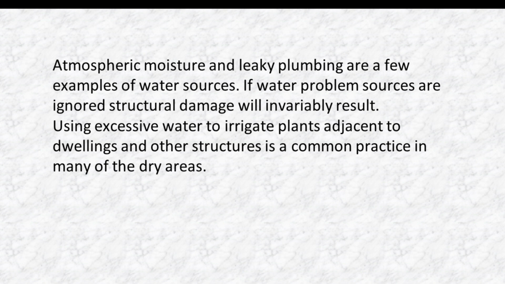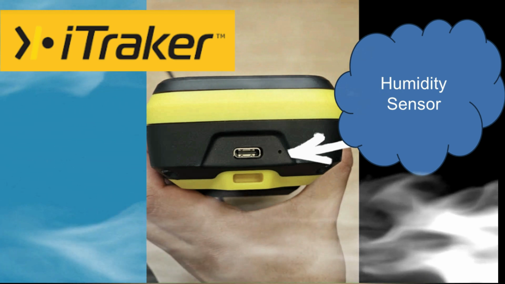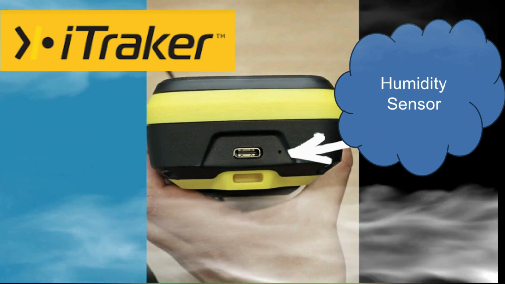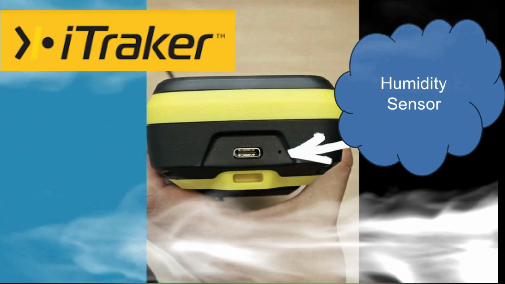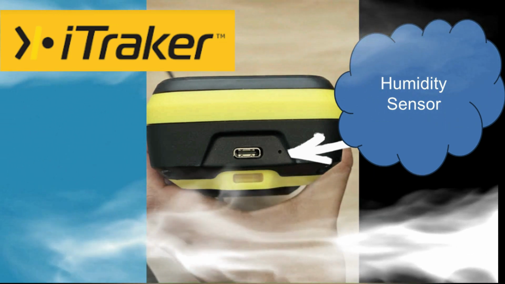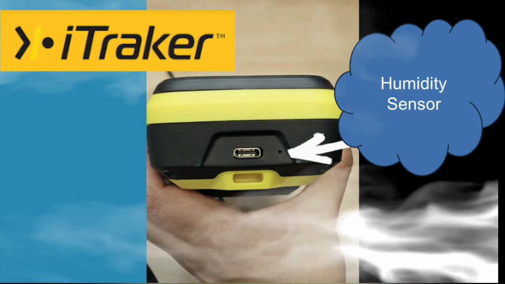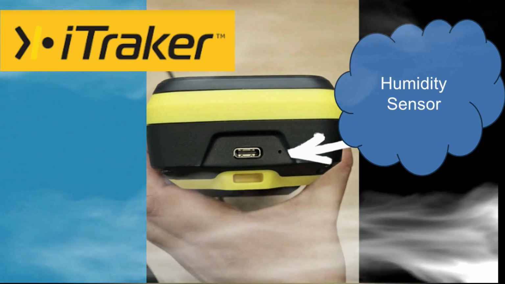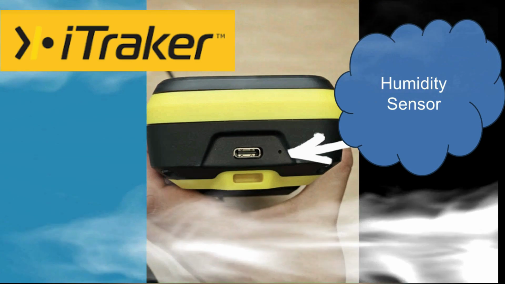Using excessive water to irrigate plants adjacent to dwellings and other structures is a common practice in many of the dry areas. Currently, you're seeing a piece of equipment made by Termitrak called the Eye Tracker. We really like this as a humidity sensor. There's not a lot of equipment on the market for this, but this really helps you detect humidity in areas and can lead you to where you need to inspect more.